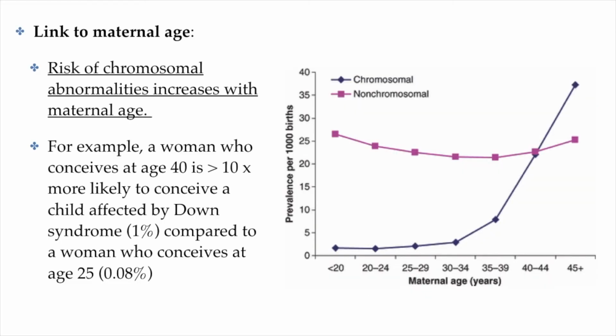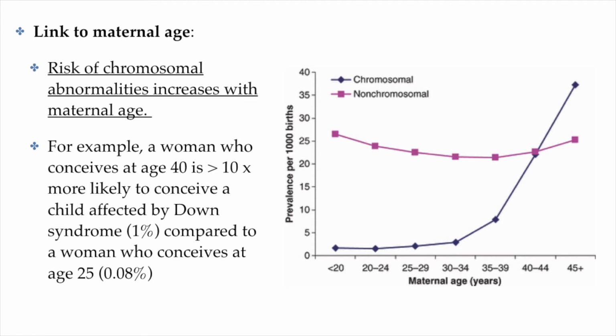As a woman ages, doctors will be more likely to recommend prenatal testing for chromosomal abnormalities, especially for women that are pregnant after the age of 35. And the reason for this is because as a woman ages, the risk that she will conceive a child with a chromosomal abnormality increases significantly, especially after the age of 40. But the risk is higher about the age of 35 as well.